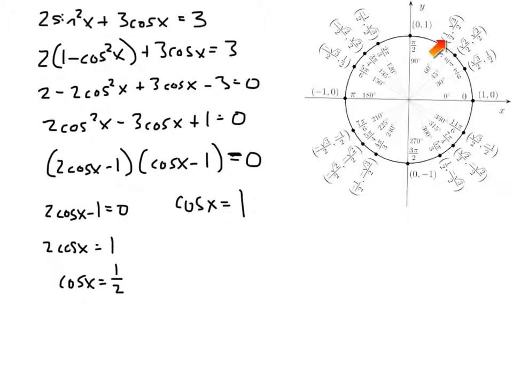So x values of 1/2 occur at pi over 3. These x's of 1/2 also occur here at 5 pi over 3. So I've got my solutions pi over 3 and 5 pi over 3. And then for an x value of 1, that's going to occur here at 0 pi. Or I could also say that's 2 pi. So either of those answers are fine.